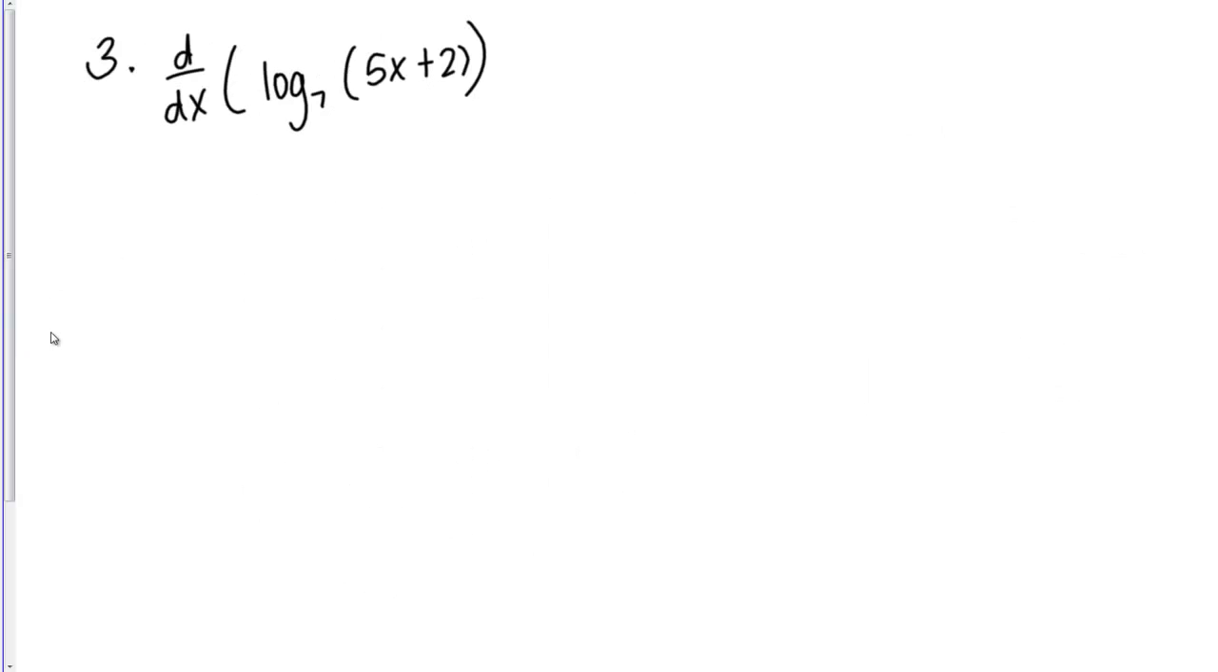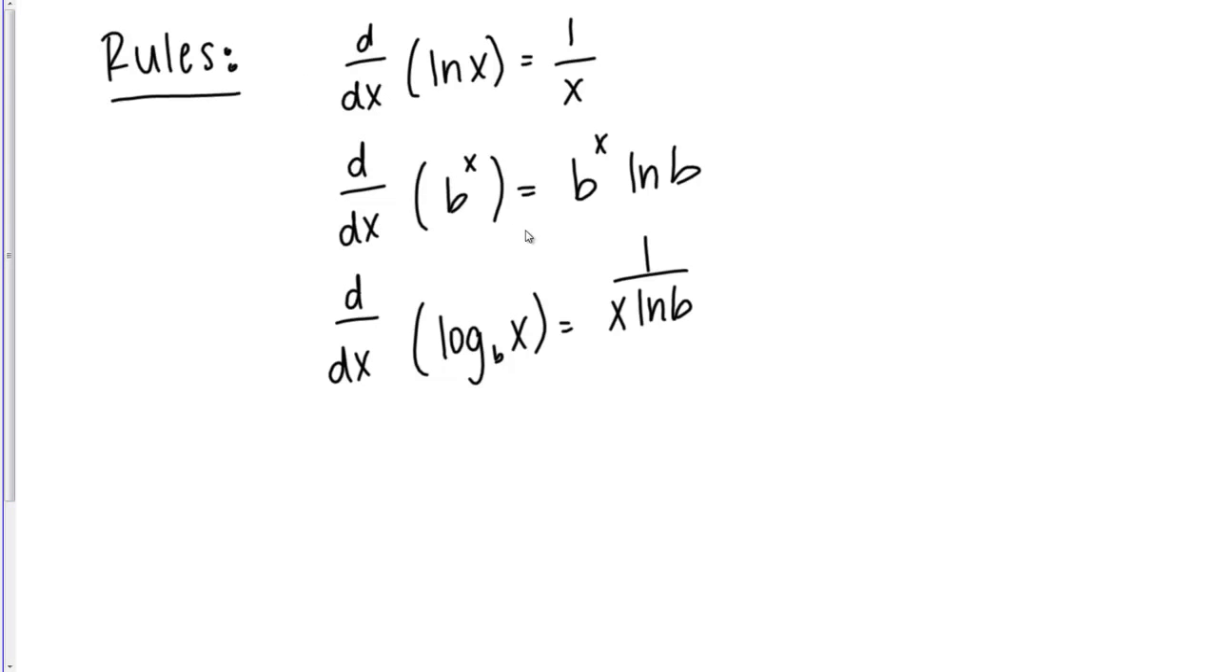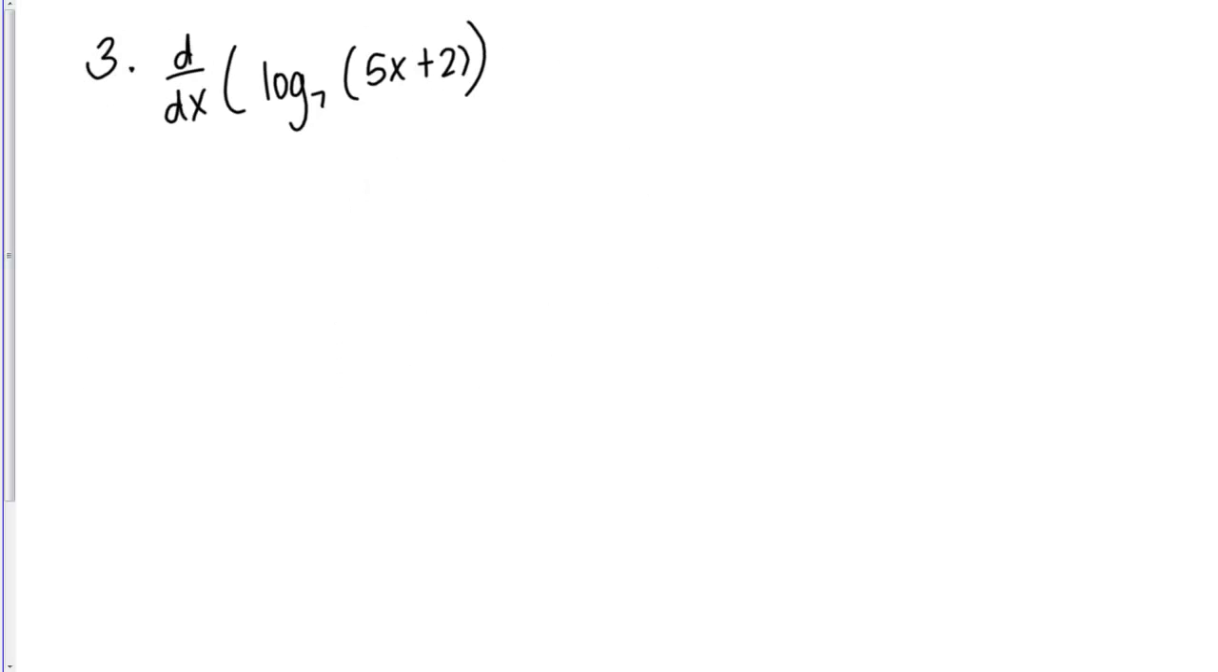Okay, so let's look at one more problem very quickly. Here we have the derivative of log base 7 of the quantity 5x plus 2. So which rule does this form match the best? Well, this last rule, right? The log of some base of some function of x. And here we have log base 7 of 5x plus 2. So my rule for the derivative of log base b of x is 1 over x natural log of b.